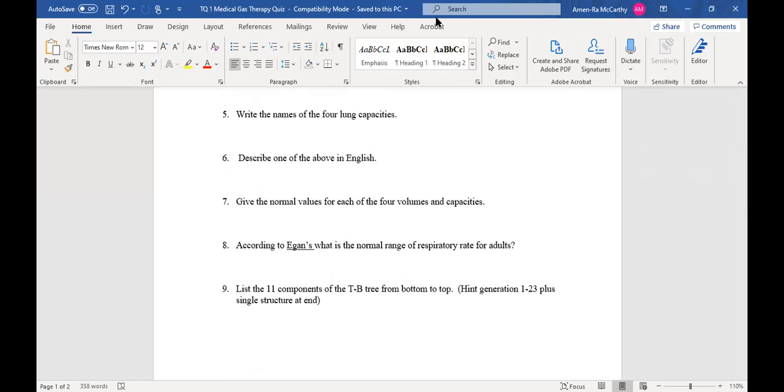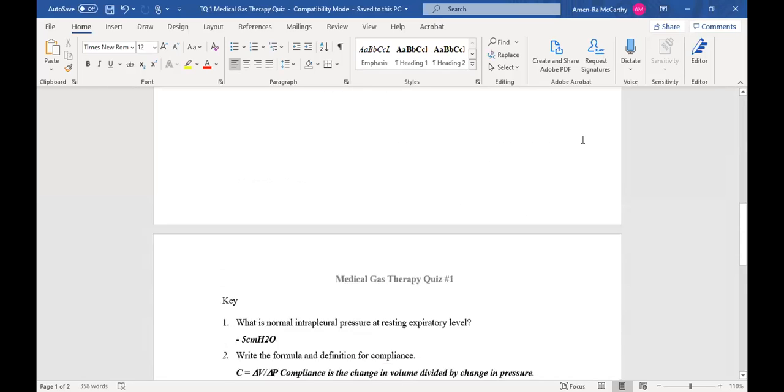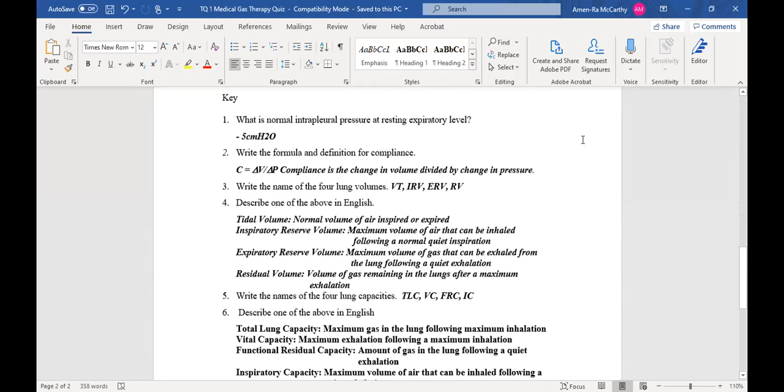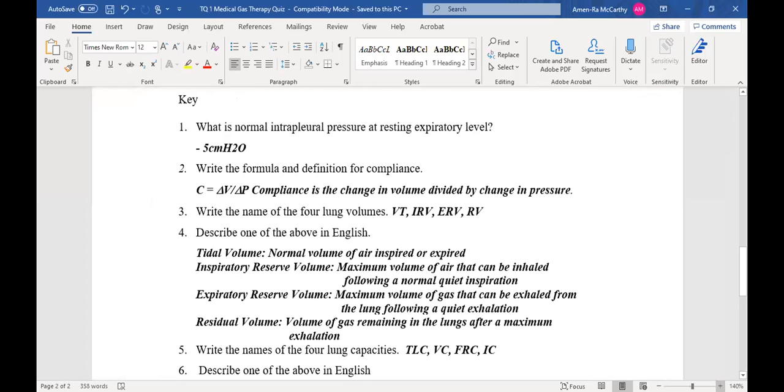Number 9 is the last one on this one. All right, let's go over them. Number 1, what is the normal interpleural pressure at resting expiratory level? It should be -5 centimeters of water.